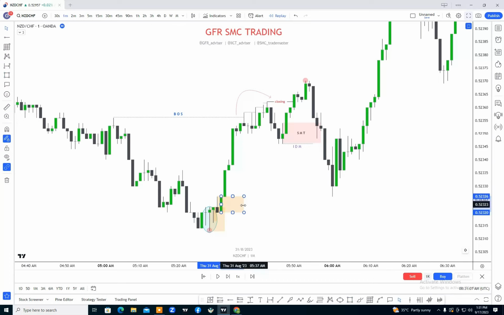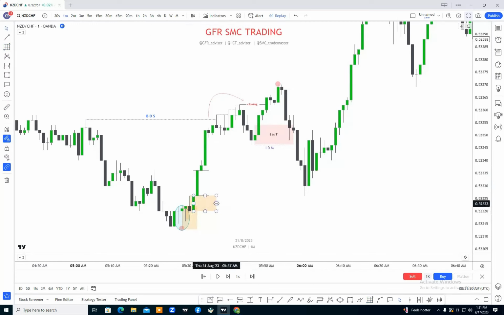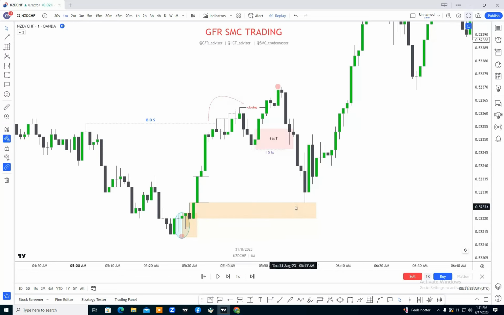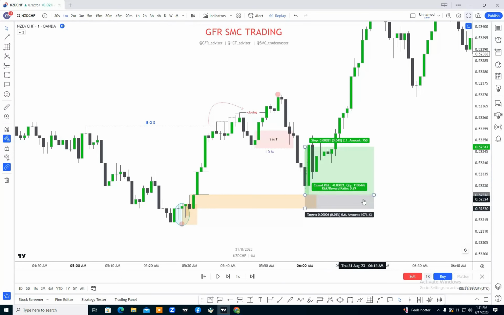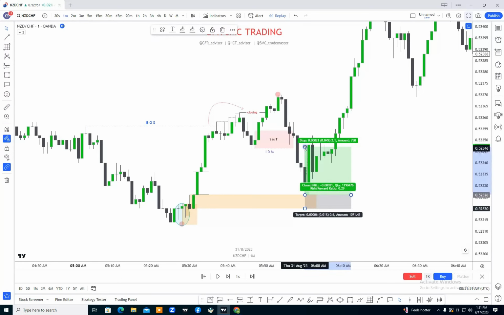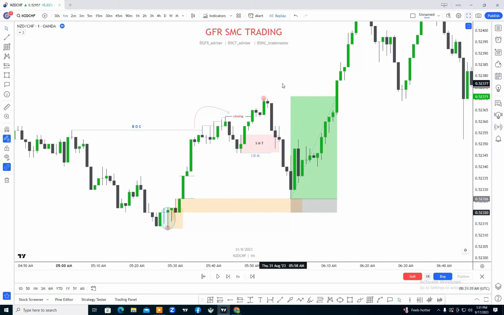Now this candle will be considered as our order block. Why is this considered our order block? Because this candle has proper imbalance here, and this is an unmitigated order block for now. So that order block will be considered as our first entry plan. Now our entry will be like that. SL point will be here and profit target point will be at this point. Now this is our first entry plan with this order block.